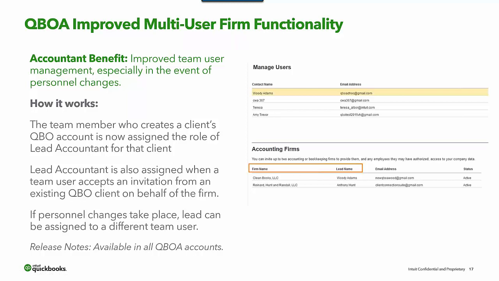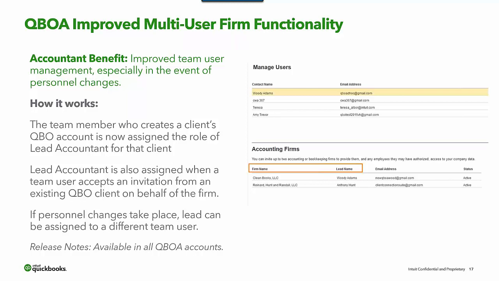So a team member who creates a client's QBO account is now assigned the role of lead accountant for that client. Lead accountant is also assigned if a team user accepts an invitation from a client on behalf of the firm. And then that lead can be assigned to a different team user if necessary. And this is in all QBOA accounts. And so now your clients will actually see who that individual person is and then the name of the firm.